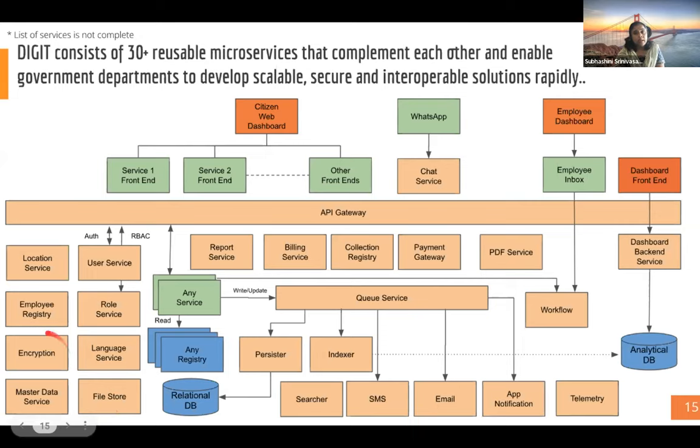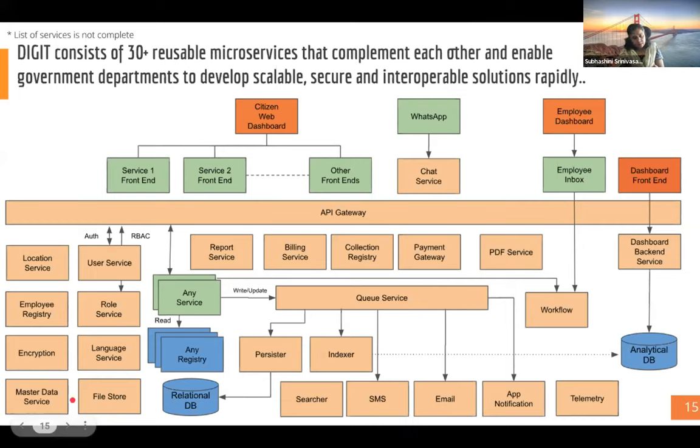And you've got an encryption service, which essentially masks PII data before storing it in the database. You've got a location service, which is a kind of boundary service, which returns the administrative boundaries, boundary hierarchy for a particular tenant, for a particular ULB. This is a key service. The master data service is a key service. We call it MDMS, Master Data Management Service.